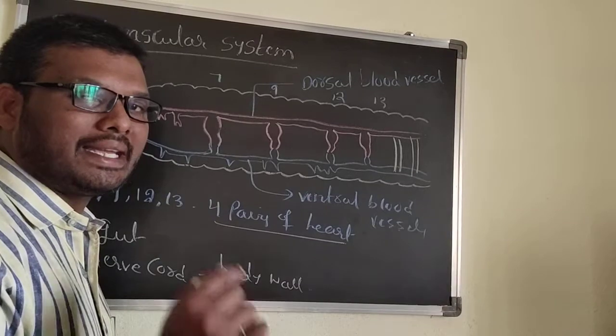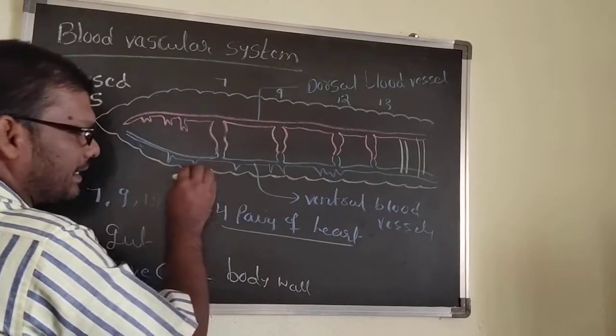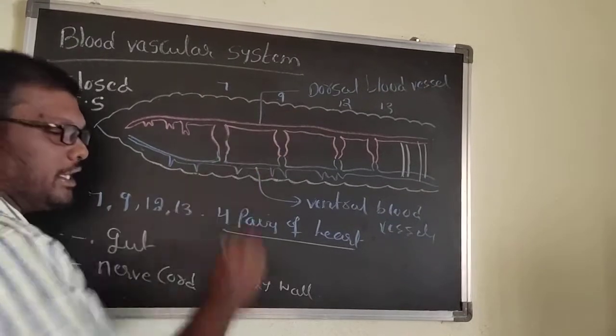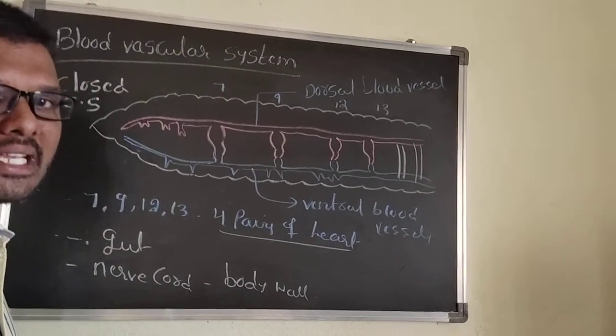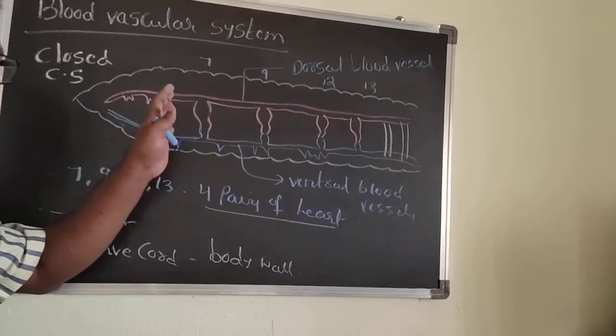Here the dorsal blood vessel and ventral blood vessel are connected with a blood vessel called the commissural. Commissural indicates a connection. Commissural blood vessels are present. Here they have lateral esophageal blood vessels. And what I said, they have 4 pairs of hearts.